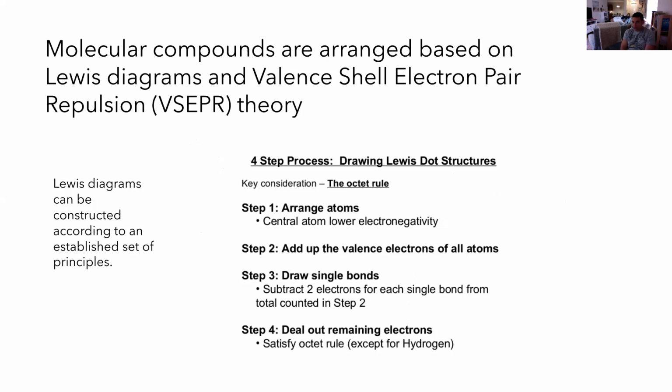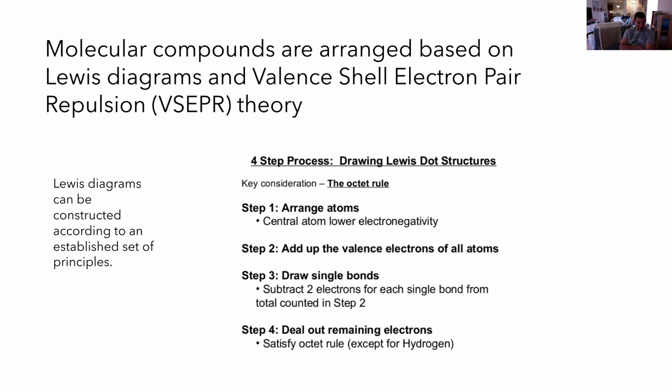So a simple way to draw them would be to arrange the atoms. Our central atom typically has the lower electronegativity. And when you're looking at a chemical formula, if you see only one of a particular element, that's usually a good indicator it's going to be central. Add up the valence electrons of all the atoms. You kind of want to take stock, figure out what's going on.